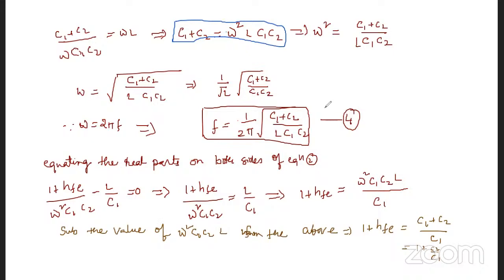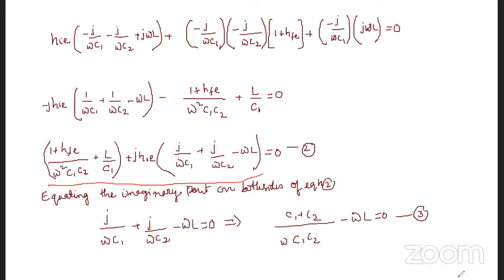This is the condition for frequency of oscillations in the Colpitts oscillator. Now, in order to get the condition for maintenance of oscillations, we equate the real parts on both sides of the equation, which we have written here, equation 2.